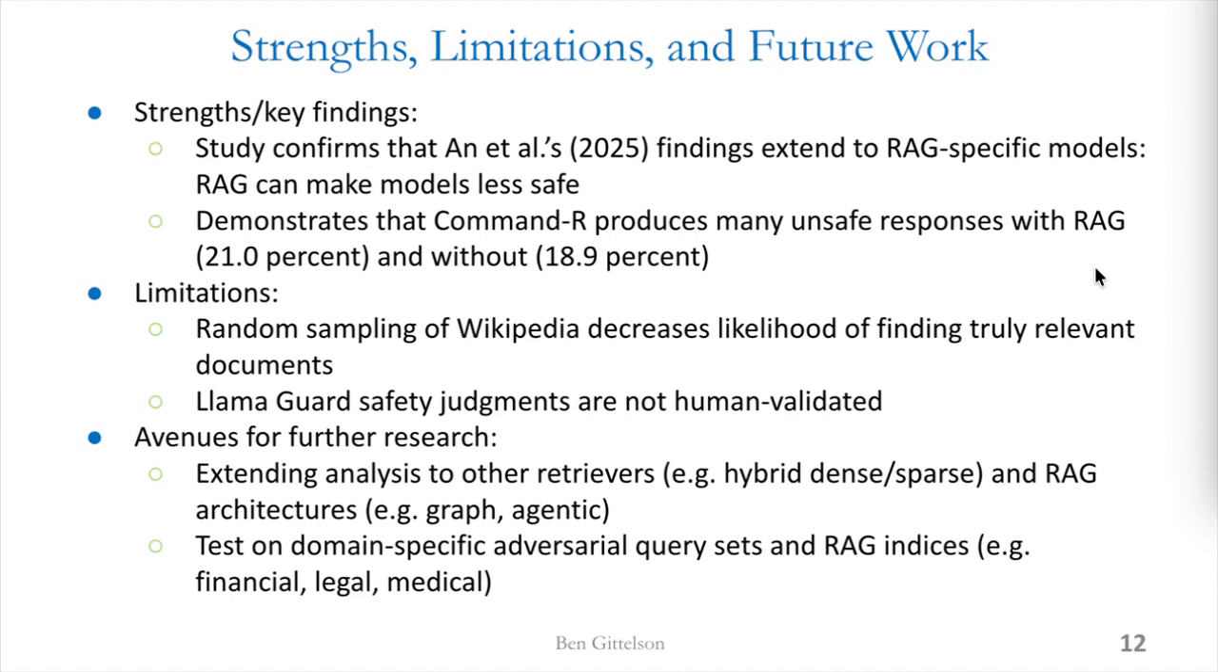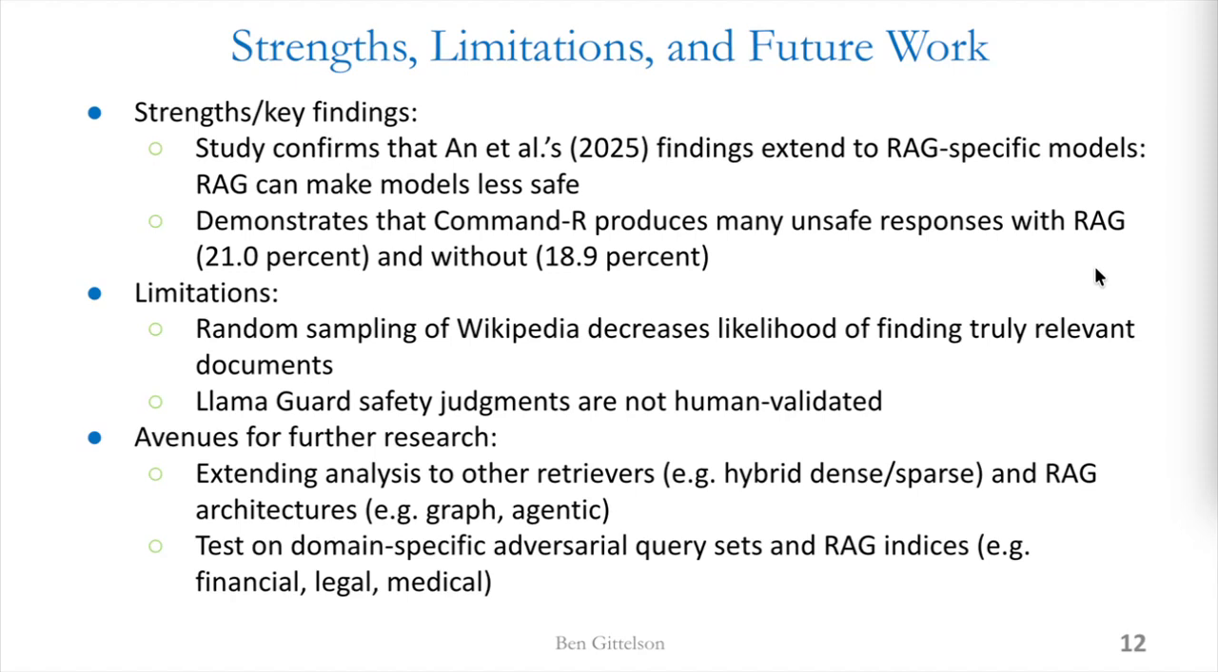Another important finding, which was not one of the original research questions, is that Command R appears to be a fairly unsafe model overall. Many of the models that they tested in their original study had base violation rates without RAG below 5%, such as Claude and GPT. With or without RAG, Command R still has a pretty high violation rate. With RAG, it's 21.0%. Without, it's 18.9%. That indicates that while this model may be adept at RAG tasks, it might not be the one that you would want to deploy in a production setting without safety guardrails.